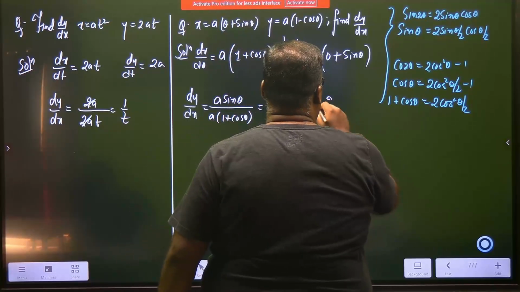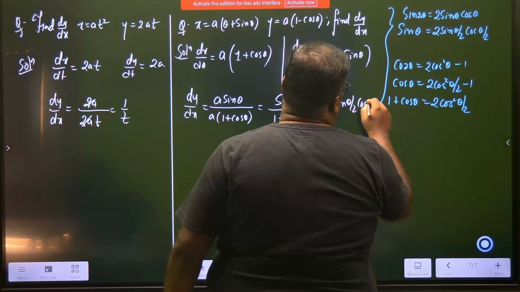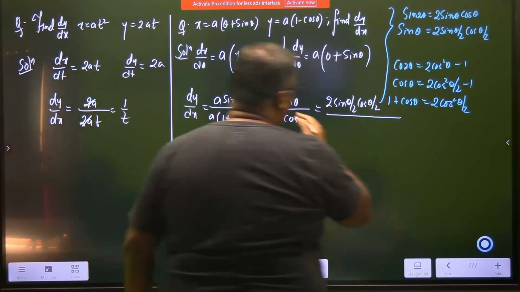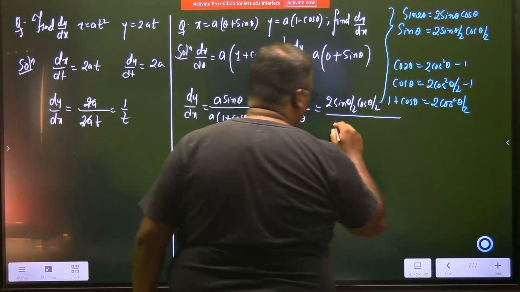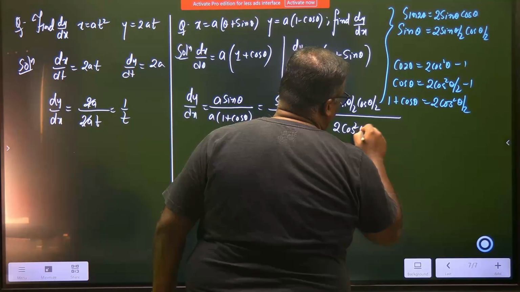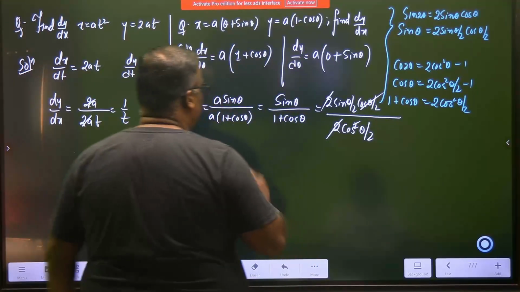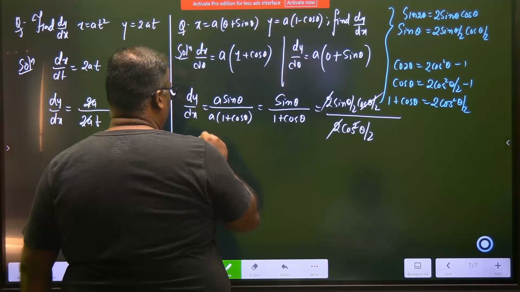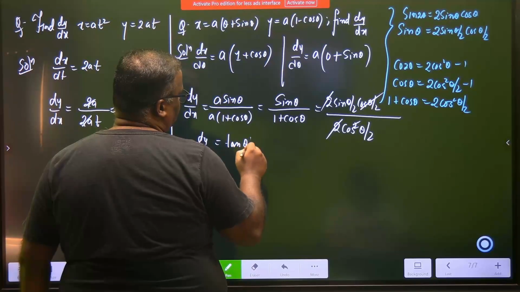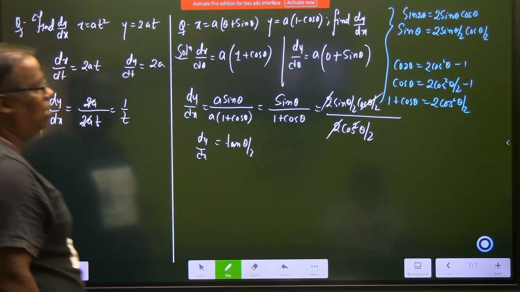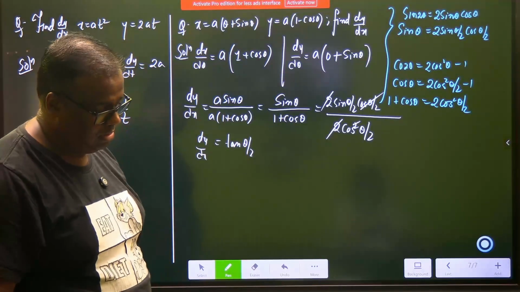Shall we now put those here? This becomes 2 sine theta by 2 cos theta by 2. See children, if you leave it here also it's full marks. And this is 2 cos square theta by 2. 2 and 2 cancel. Cos square and cos cancel. Answer becomes equal to tan of theta by 2. That's the book answer. If you leave it here also, it's nothing, heavens won't fall.